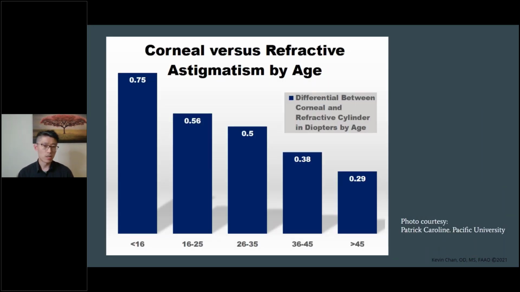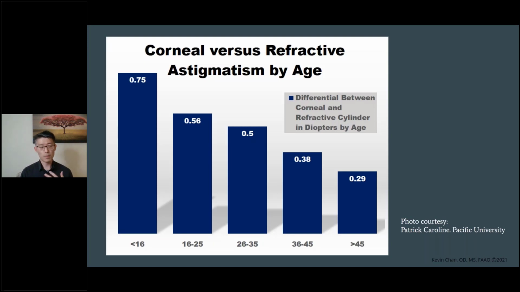Here's a study done by Pat Caroline from Pacific University. They did a pilot study showing the actual differences between corneal versus refractive astigmatism by age. The purpose of this study was to find out whether there is any difference between refractive astigmatism and corneal toricity based on the patient's age. What they found was that in patients under 16 years old, chances are you'll see a lot of difference between refractive astigmatism versus corneal toricity, by up to 3/4 diopter. And that's considered significant when it comes to the Ortho-K design.